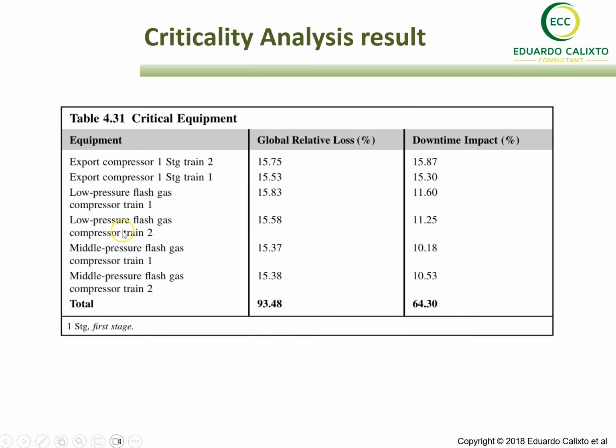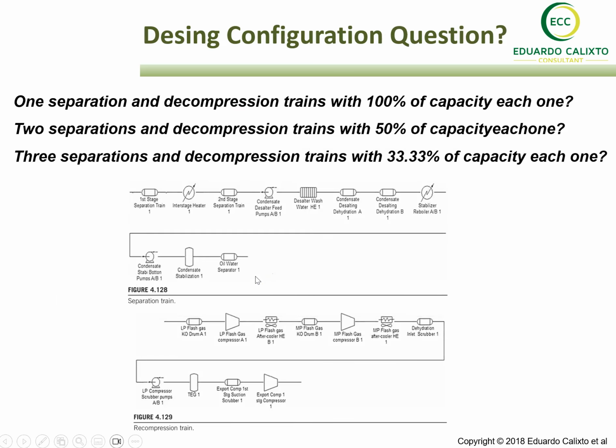Another important aspect is the critical equipment, the criticality analysis. So criticality analysis, basically here we can see at a high level the global loss and downtime. Global loss is how much each subsystem impacts the platform, in loss of production and in downtime. And then here I can see the ones that impact the system the most.